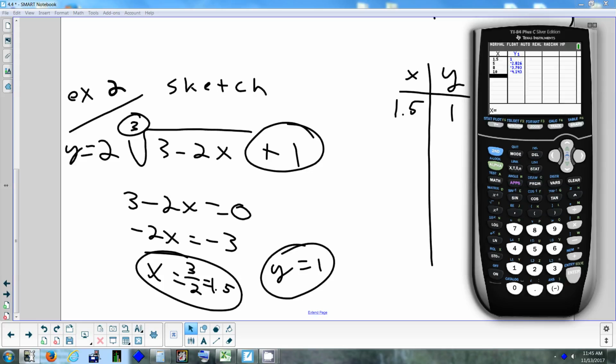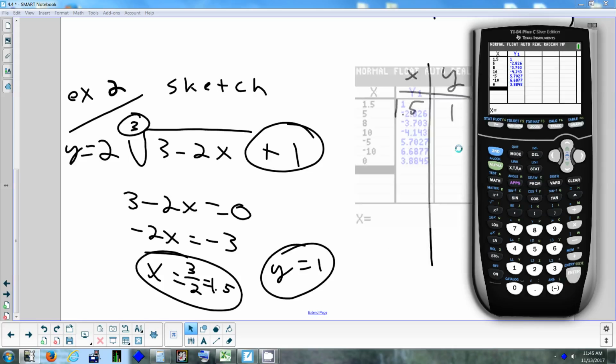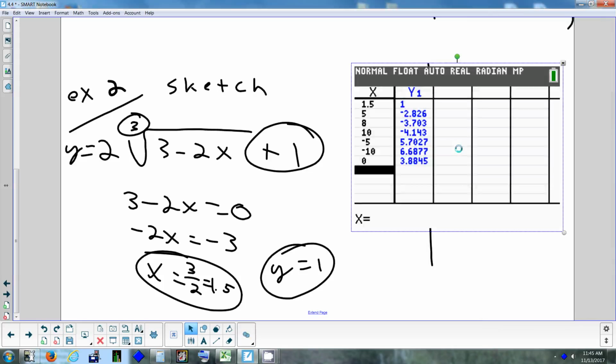I'm going to write those numbers in the table. Let's do -5, -10. I'm going to throw 0 in there. It's always good to find the intercept. It's just another good point. There's your table. Now graph those points. If you need more points, you can, but generally for an odd function, 6 points is pretty good.